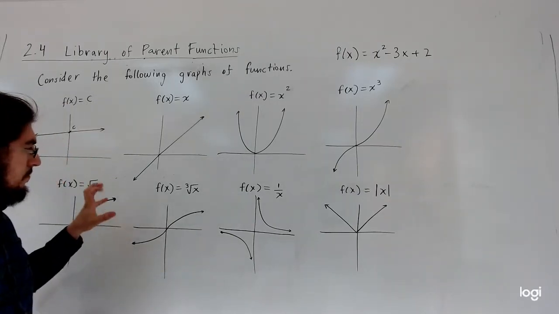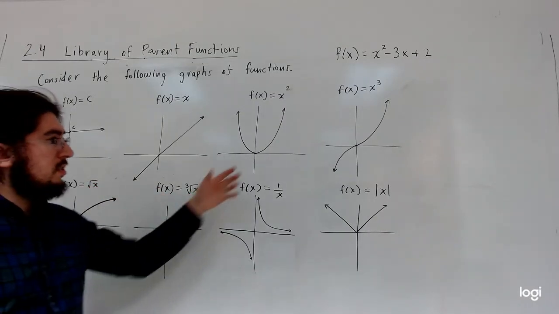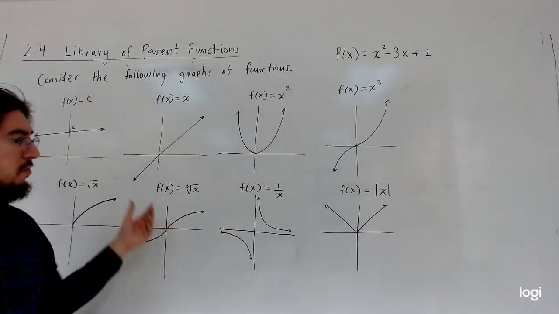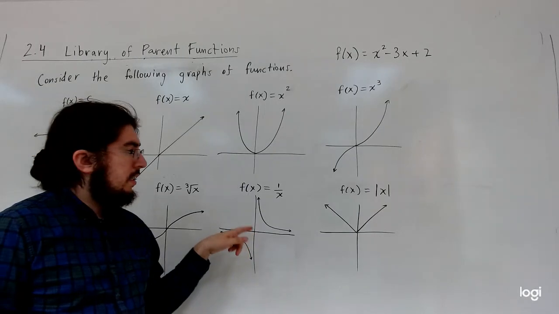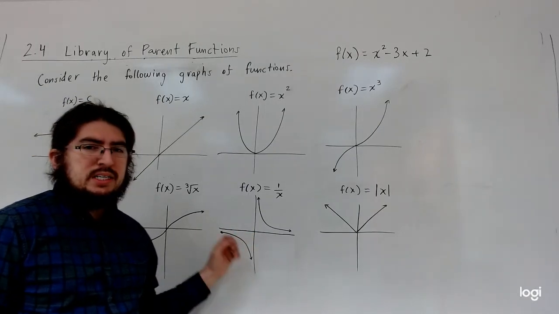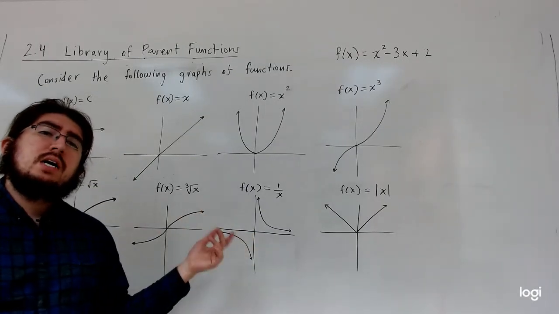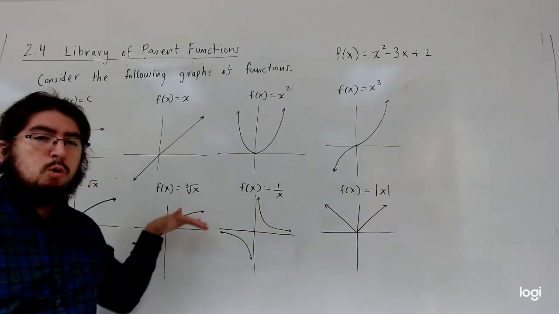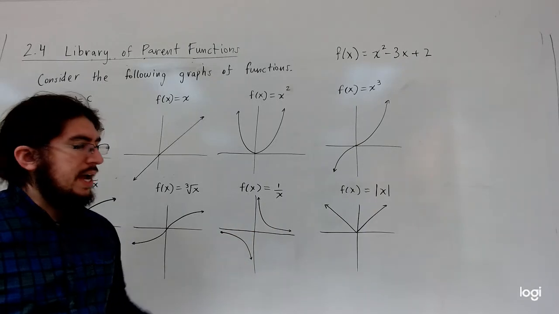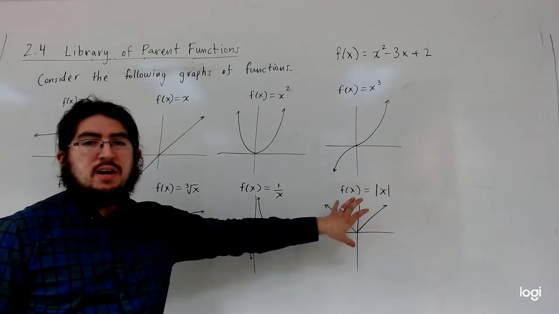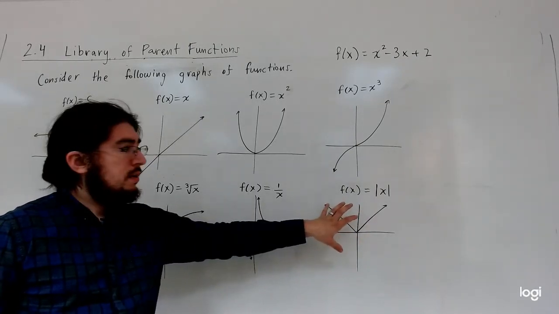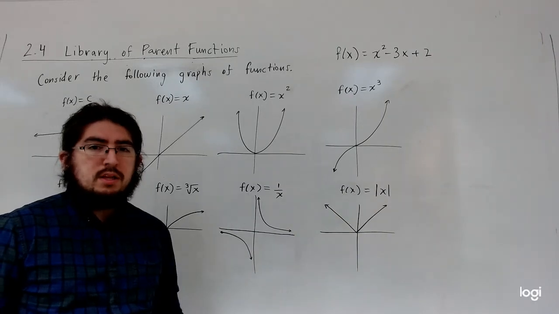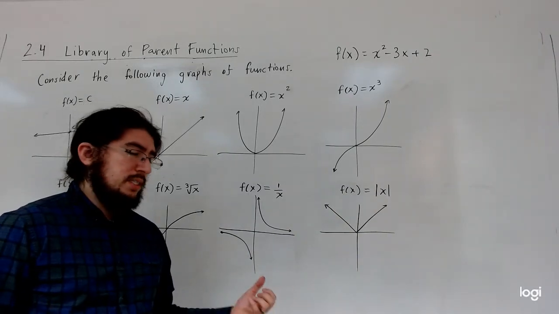And f of x equals cube root of x is also just a rotation of x cubed. 1 over x is the reciprocal function. It's kind of a weird one. It looks similar to something we saw in the last section. There is what is called a vertical asymptote. There's also a horizontal asymptote at the x and y axis. The absolute value function we actually haven't seen. We've talked about absolute value, but we haven't seen the graph of the function, which is interesting.